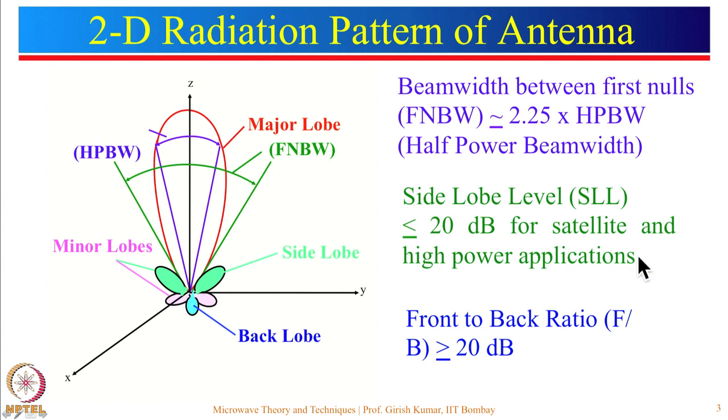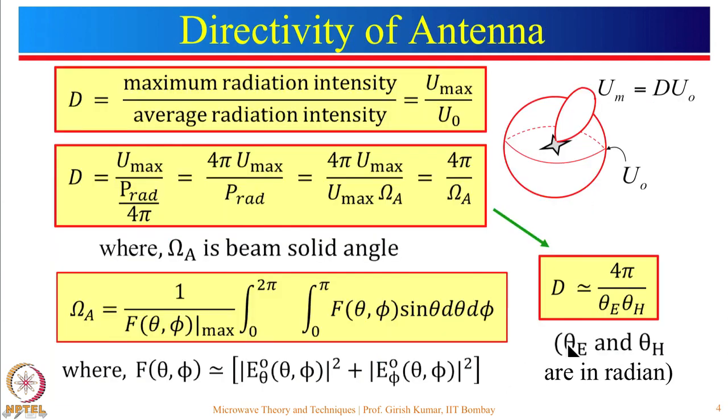Similarly, for satellite application also, we would like side lobe levels to be low, because if we are looking at this particular satellite and if the side lobe is high, then it may pick up the signal from the other satellite also. Generally speaking, we want front to back ratio, also known as F by B, to be greater than 20 dB. So this is the front, this is the back, so the ratio of the two should generally be greater than 20 dB.